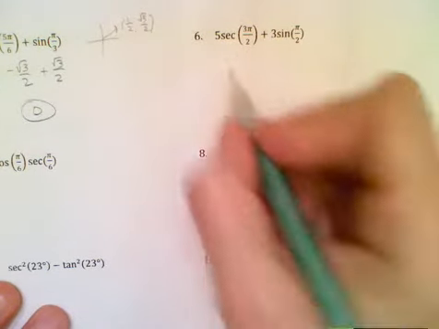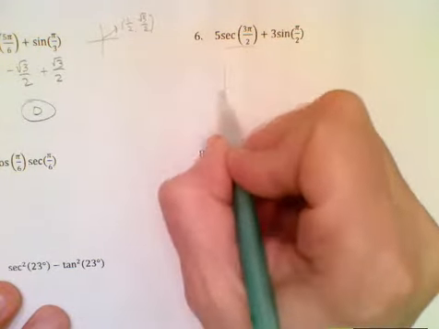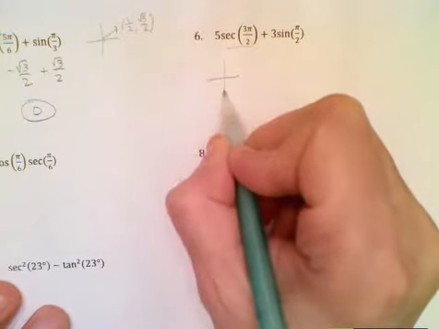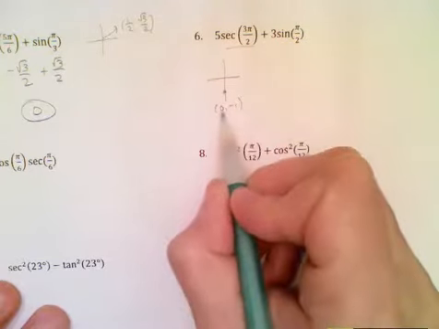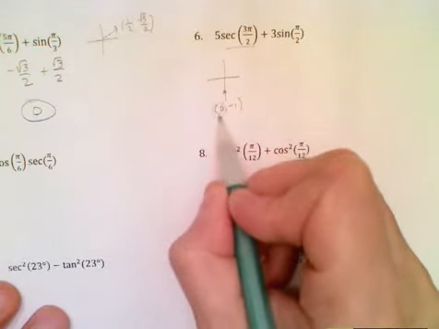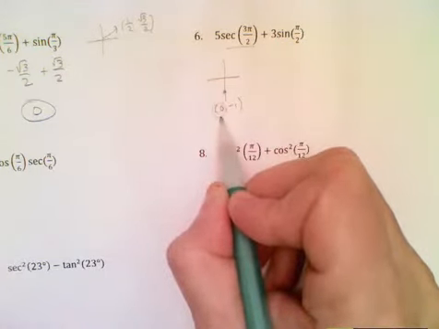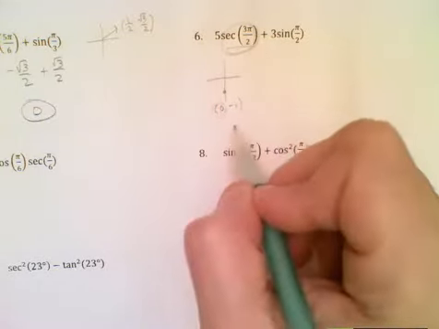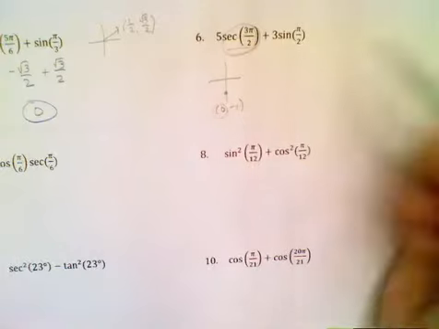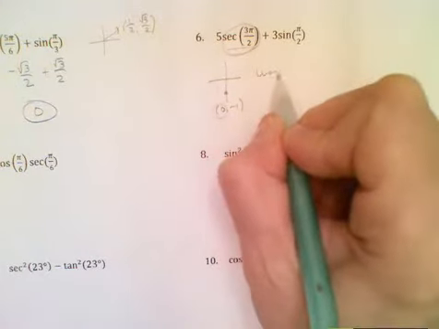Alright, 6. I have to find the secant of 3 pi over 2. So 3 pi over 2 ends up right here. Ordered pair is 0, negative 1. The secant is the reciprocal of the x value. Well, the reciprocal of 0 is undefined. So right away I know that that value is going to be undefined, so I really don't need to finish. I just know that this whole thing is going to be undefined.